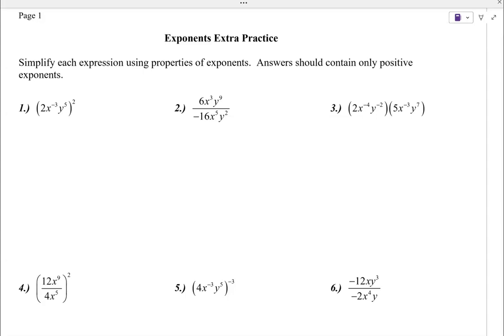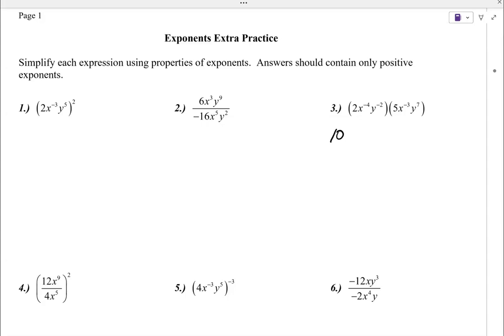So in number 3 here, we've got two expressions being multiplied together. So I would always handle the numbers and then handle the variables. That's just my way of doing it, making sure that I'm keeping things straight. So if I handle the numbers, what would you do with the 2 and the 5? Just multiply them, right? So you'll end up with a 10. Okay. What about for your x's?